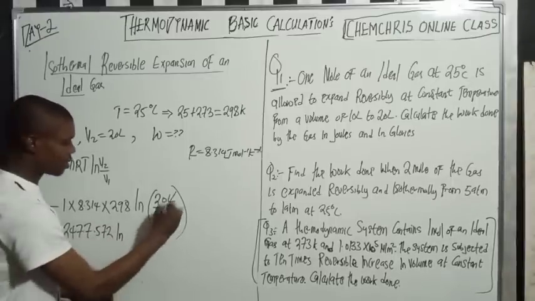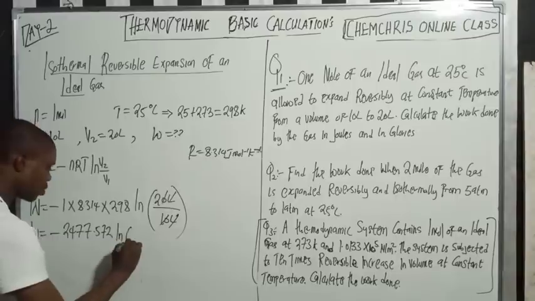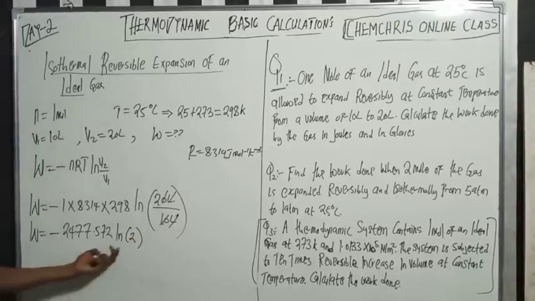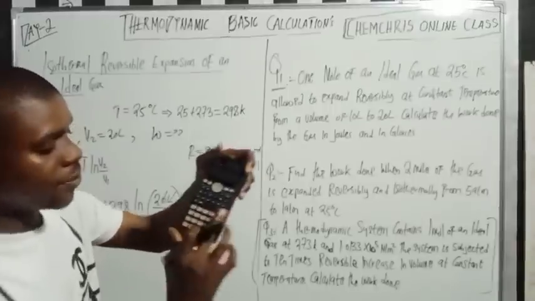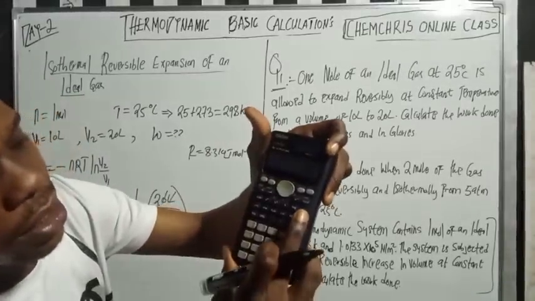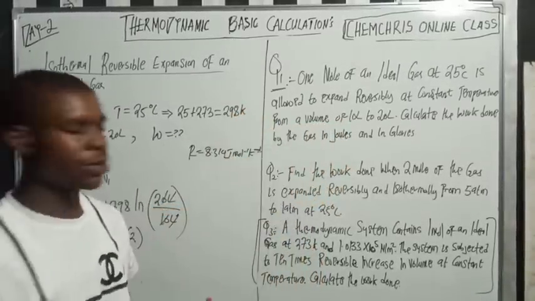So liter cancels out liter, 0 cancels out 2. So you have ln what? 2. So how do you get ln 2? Natural logarithm. Is it okay? There's a word natural logarithm here. It's okay. This ln here, your calculator.